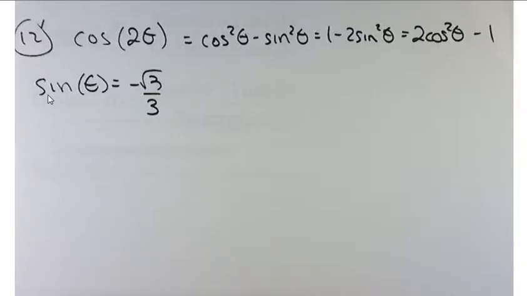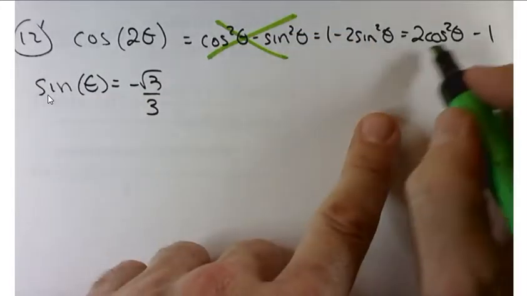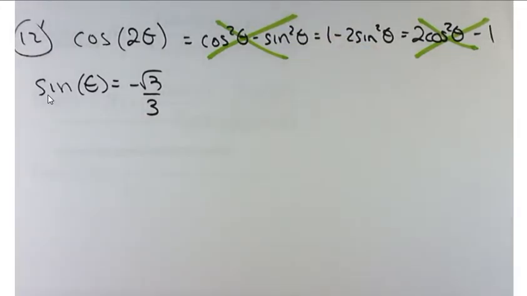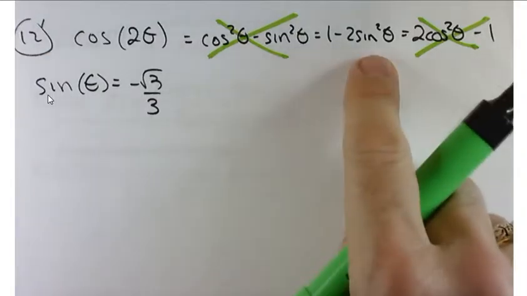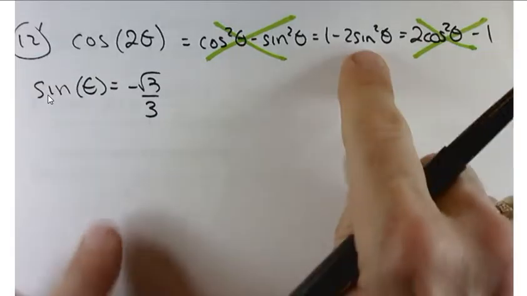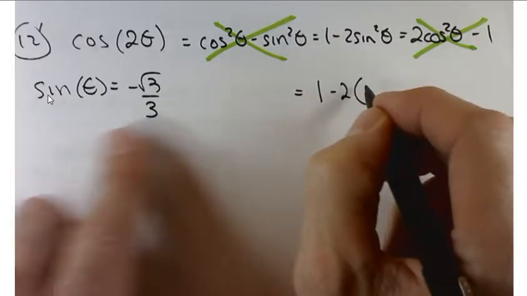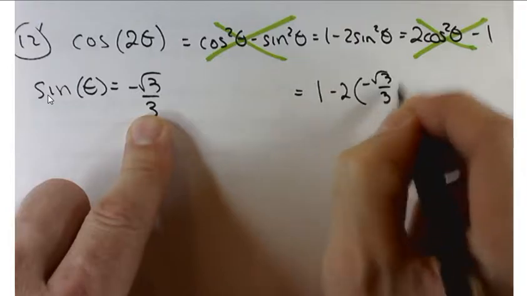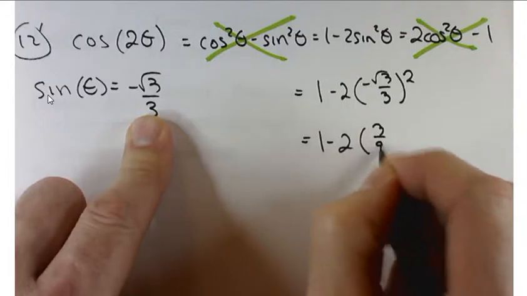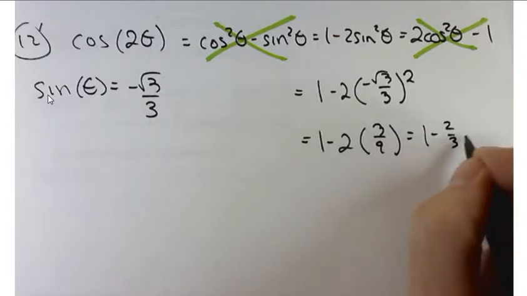Which 2 of these do I want to throw out? Well, this one requires that I know cosine, so let me throw that one out. This one requires that I know cosine. I know sine. The good thing here is that the only thing I need to know is sine, and I'm already given that. So that's a nice advantage here for you. If you know sine, then we can calculate this right away. It's going to be 1 minus 2 times negative root 3 over 3 squared. So that's going to be 3/9. So it's 1 minus 2/3, which is 1/3.